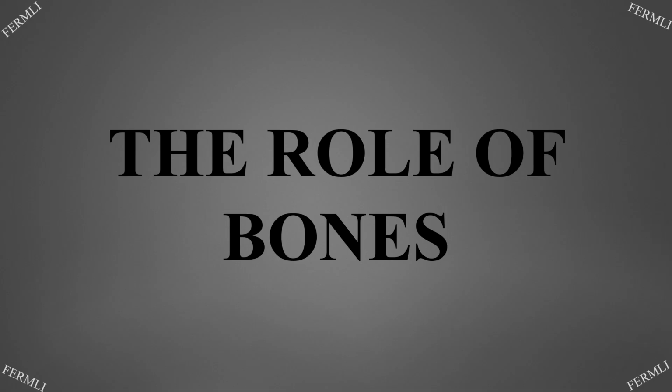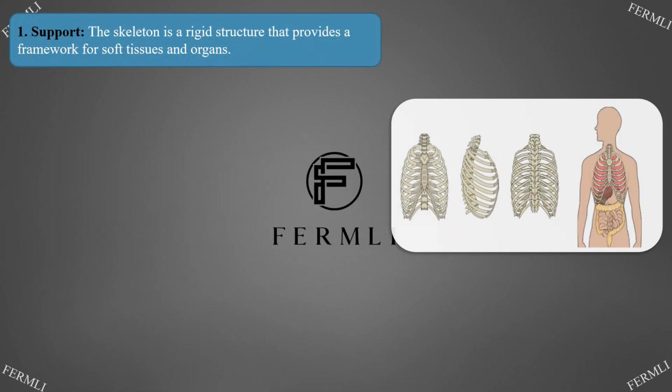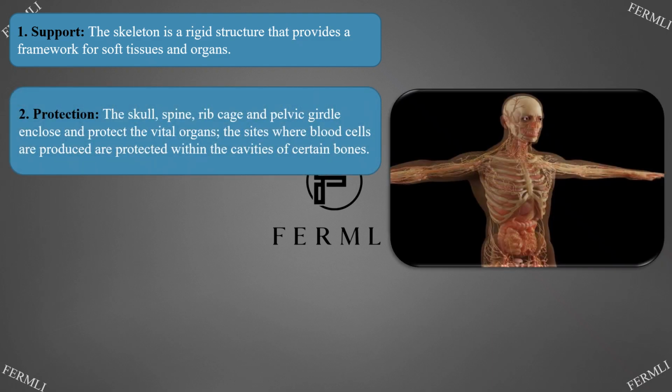The role of bones. One, support. The skeleton is a rigid structure that provides a framework for soft tissues and organs. 2. Protection. The skull, spine, rib cage and pelvic girdle enclose and protect the vital organs. The sites where blood cells are produced are protected within the cavities of certain bones.